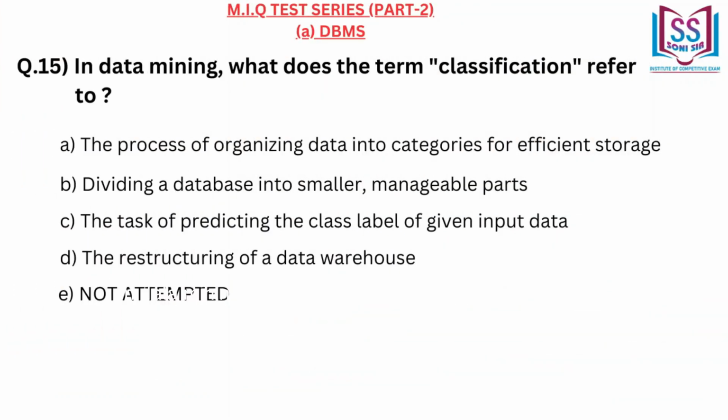In data mining, what does the term classification refer to? A. The process of organizing data into categories for efficient storage. B. Dividing a database into smaller, manageable parts. C. The task of predicting the class label of given input data. D. The restructuring of a data warehouse.